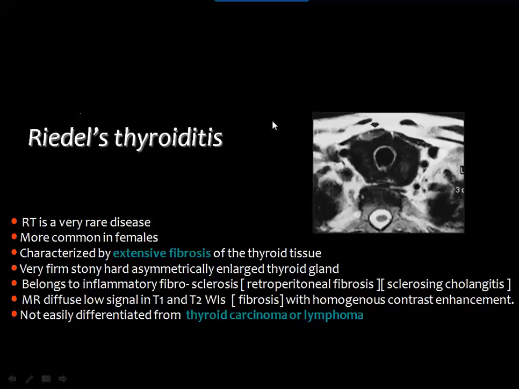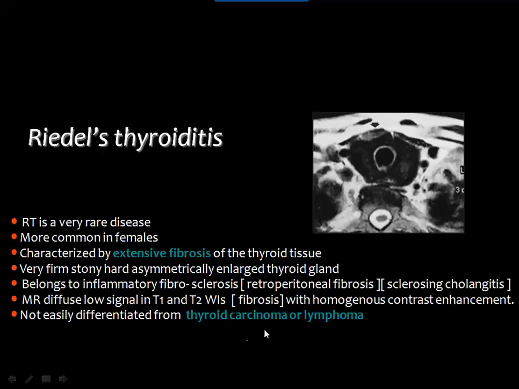And based on this finding, you will see that the affected thyroid gland is enlarged and it shows diffuse low signal in all pulse sequences by MRI, diffusely in the T1 and T2 weighted images because of the presence of fibrous tissue. But whenever you inject a contrast medium, it will show some enhancement. Then the gland affected by Riedel's thyroiditis is very firm and hard, with swelling in the anterior part of the neck.